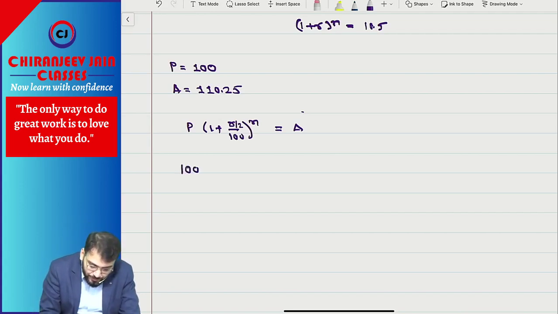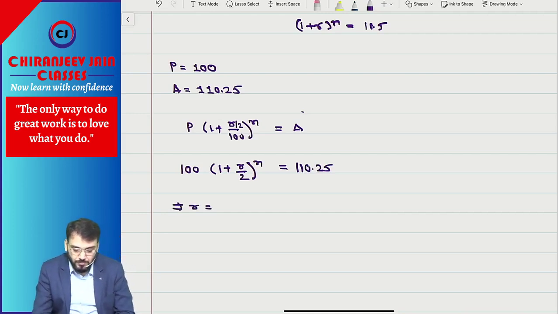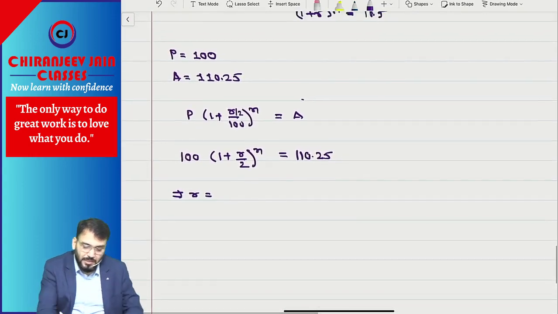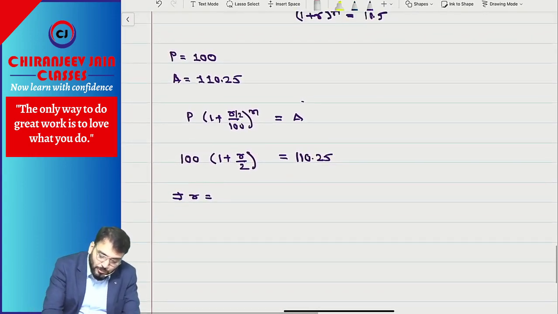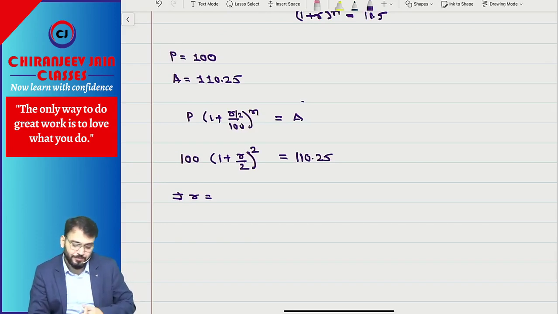100. 1 plus R by 2, basically you can ignore the 100, to the power n is equal to A. Now if you solve, A is equal to what? 110.25. Now if you solve, R is coming how much? N is equal to what? 2 times. 2 times is what? Compounded half yearly for 1 year.